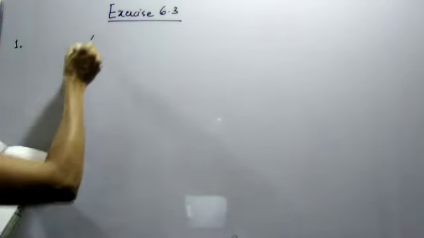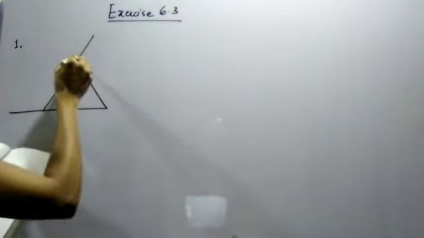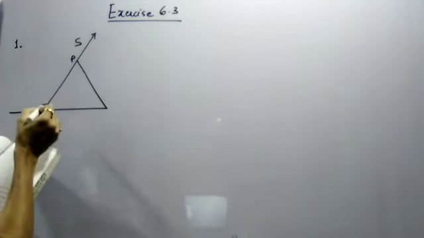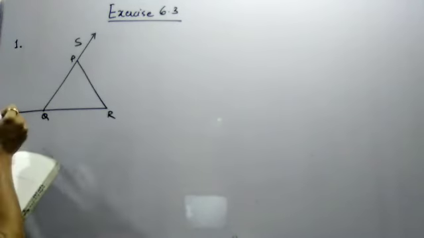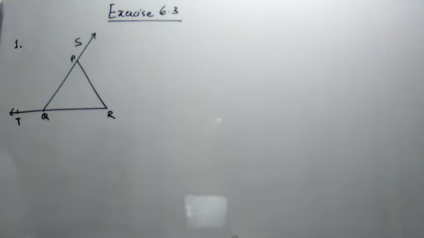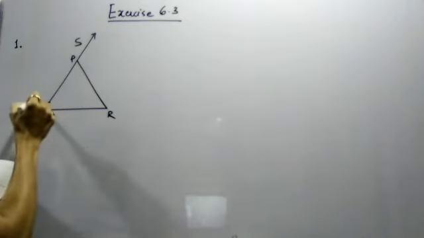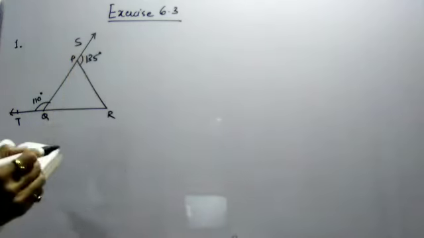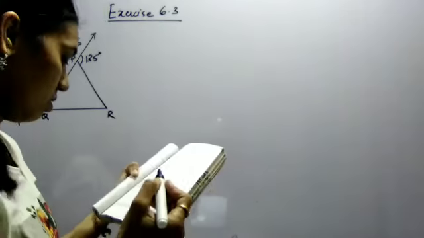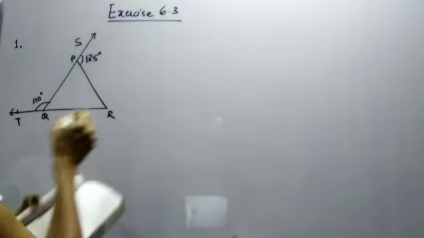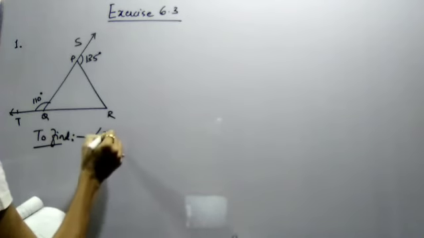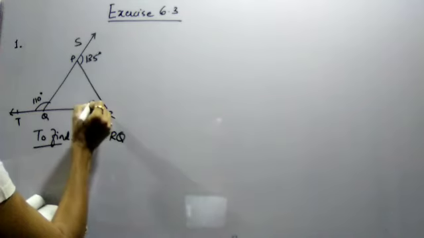So let us first draw the figure. This is the figure. This is S, this is P, Q, R, and this is T. This angle is 110. This angle is 135. Now we have to find angle PRQ. We have to find out this angle.